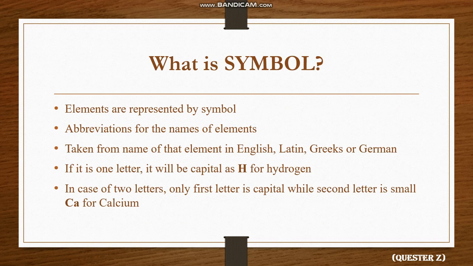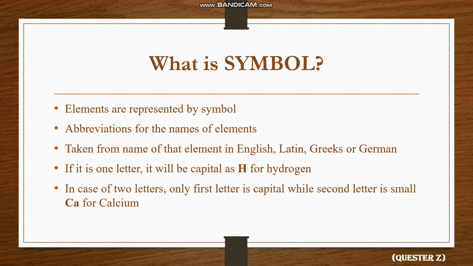What is symbol? Symbol is a representation. To represent a particular element, we use an abbreviation that is known as symbol. So the elements are represented by symbol, an abbreviation for the names of the elements. For example, H is for hydrogen. The name is taken of that element in English, Latin, Greek, or German.